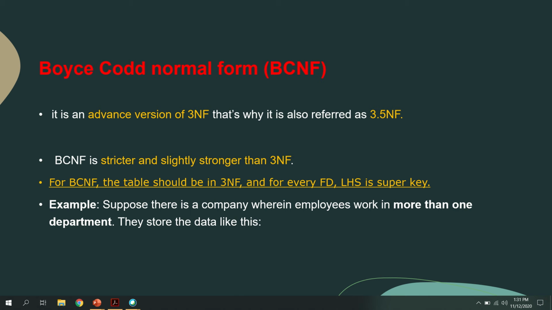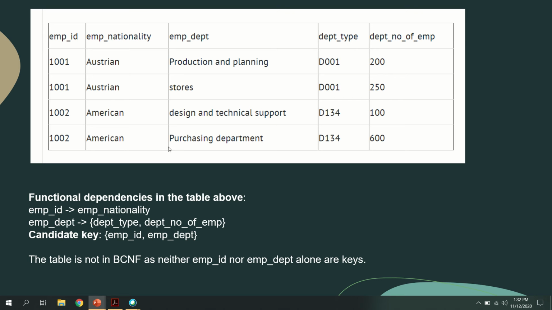We can consider one example. Suppose we have an employee table which contains information about the employees who are working in different departments, and here we consider that one employee can work in multiple departments. So these are the different fields of this table: ID of the employee, nationality of the employee, department name of the employee, the department type of the employee, and the number of employees in each department.